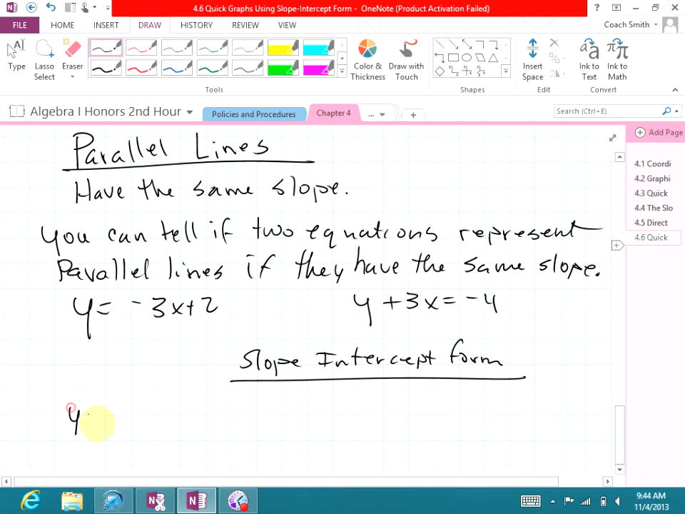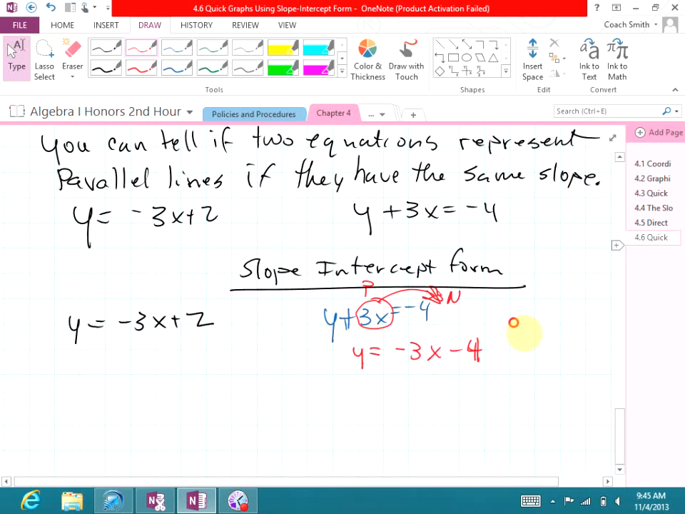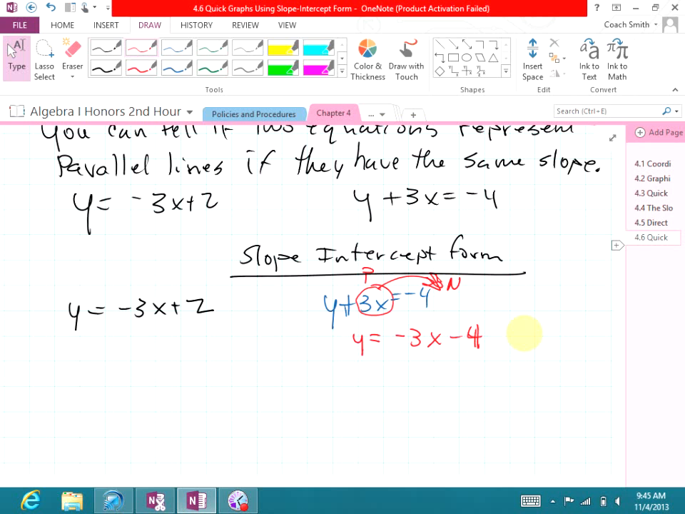Okay, well this one's already in slope-intercept form. y equals negative 3x plus 2. The other one, y plus 3x equals negative 4, all we have to do to get that in slope-intercept form is move the 3x over to the other side. Here it was positive, here it becomes negative, so that gives me y equals negative 3x minus 4. So, are they parallel? Yes, they are parallel.